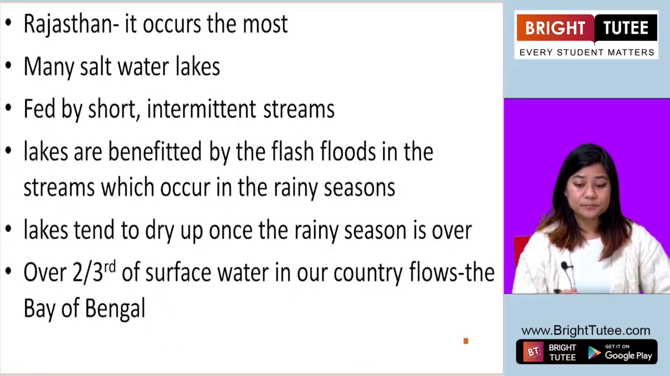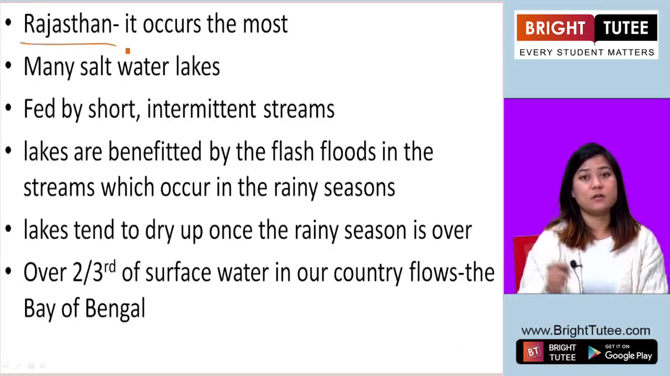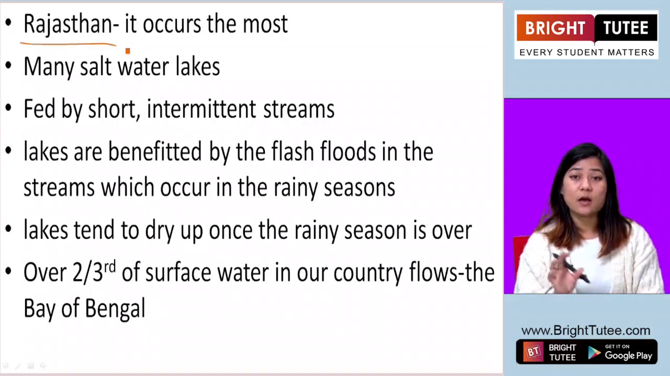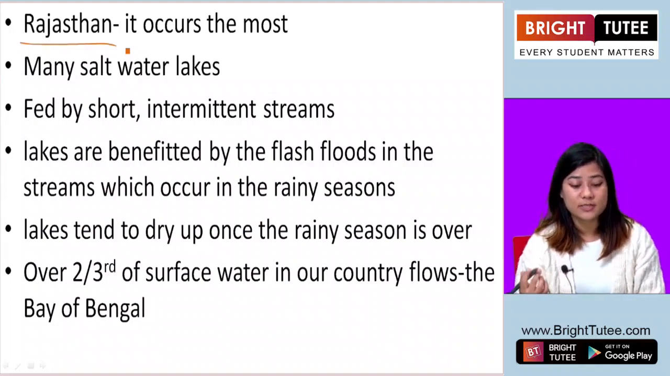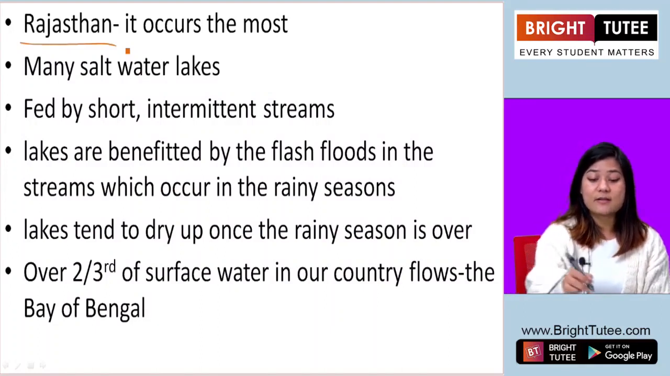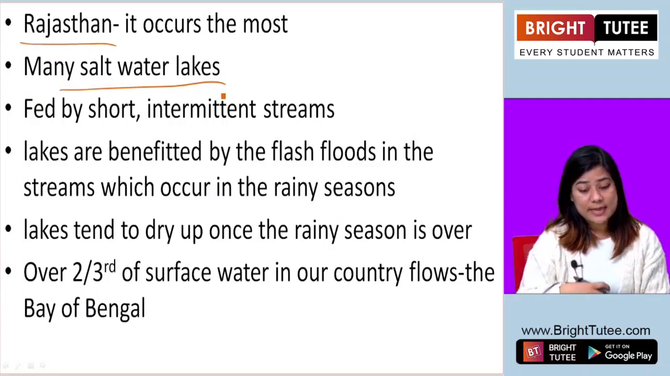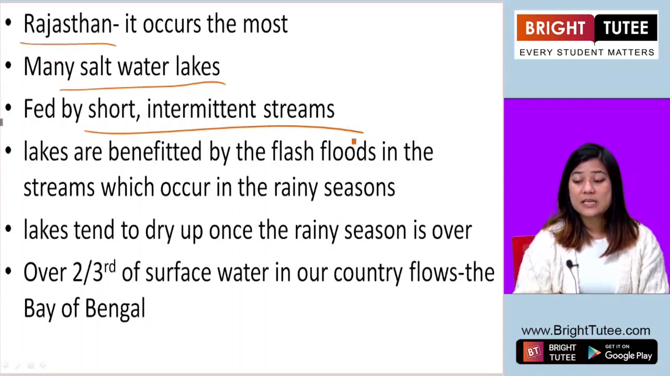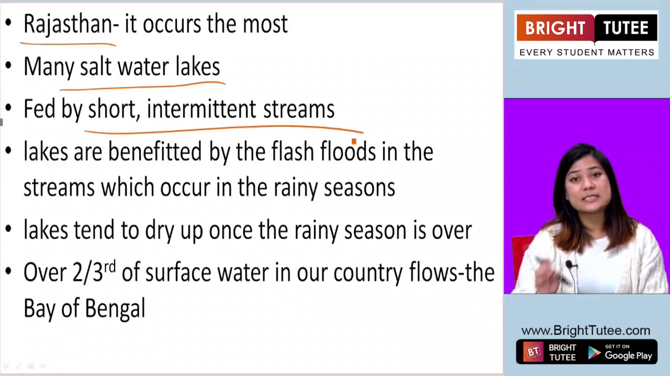All right. Now inland drainage occurs the most in Rajasthan. We know that in Rajasthan we have Sambar Lake, in which the water is salty and hence very vital for making salt, right? So here in Rajasthan there are many salty water lakes. These lakes are fed by short intermittent streams, meaning the streams which flow there are short and not perennial, they are seasonal.